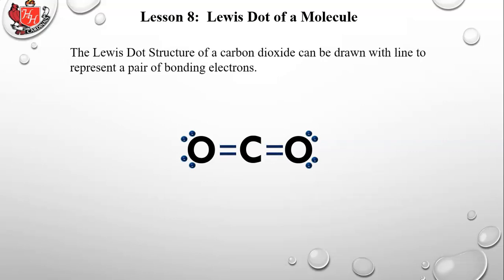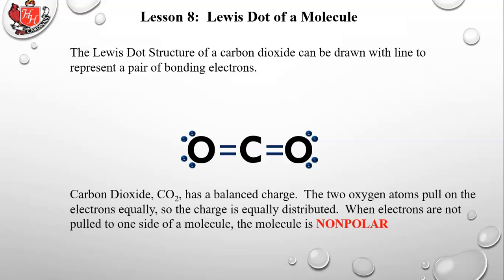Okay, and the Lewis dot structure of carbon dioxide can be drawn with a line to represent a pair of bonding electrons, just like we did in the previous example. Carbon dioxide, CO2, has a balanced charge. The 2 oxygen atoms pull on the electrons equally, so the charge is equally distributed. When electrons are not pulled to one side of a molecule, the molecule is nonpolar.